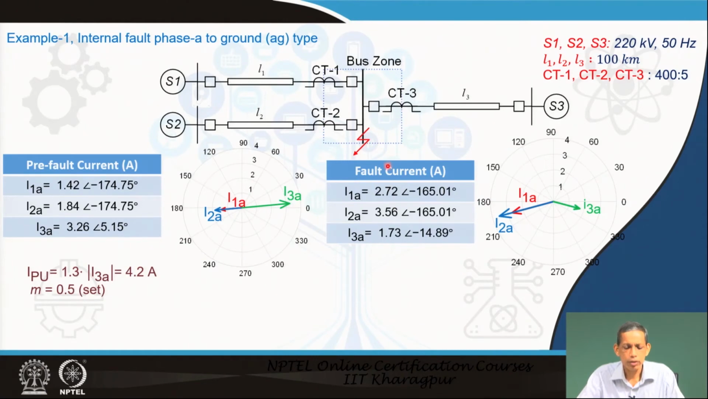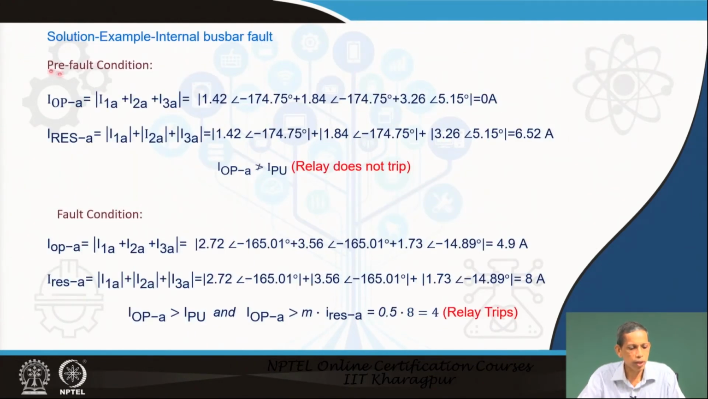For the internal fault the current level is not that significant, but it clearly shows there is an unbalance in the system. If you see the corresponding phasor positions, the summation becomes non-zero, and that is why KCL governs. Now, the I operating in phase A, this is a phase A to ground fault, we are checking phase A only here. This summation of the 3 phasors becomes 0 ampere for pre-fault. During the pre-fault condition the restraining current is significantly high, 6.52. Therefore, the relay will not operate during the pre-fault condition.